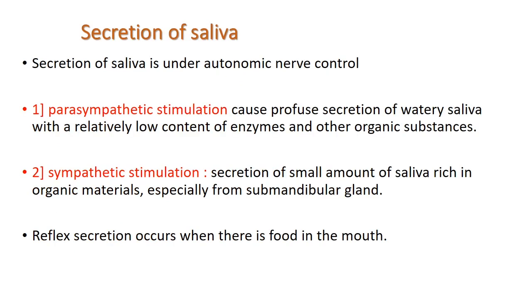The secretion of saliva is under autonomic nerve control, that is parasympathetic stimulation and sympathetic stimulation. Parasympathetic stimulation causes profuse secretion of watery saliva with a relatively low content of enzymes and other organic substances. Then with sympathetic stimulation, there will be secretion of a small amount of saliva rich in organic materials, especially from the submandibular gland. The reflex secretion occurs when there is food in the mouth. Okay, when there is food in the mouth, the saliva will be secreted.